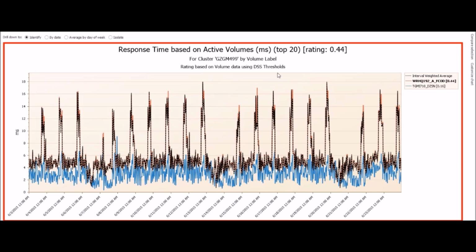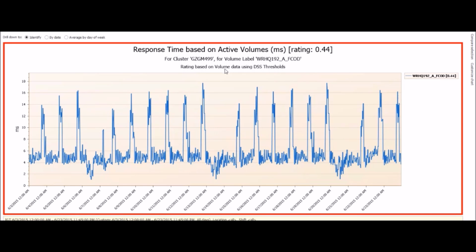In the next chart, we will drill down to the volumes for this cluster by time. In this chart, there are two lines, one for each volume. We will focus on the volume WRHQ192_A_FCOD, which has a rating of 0.44, since the other volume has a rating of only 0.16. By selecting Isolate and clicking on this volume, I can more easily see its trend, and by clicking on the Show Trend line, it's easy to see that this is a bad trend, and that it is a bad response time that is increasing over time.